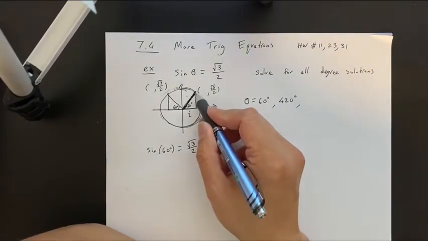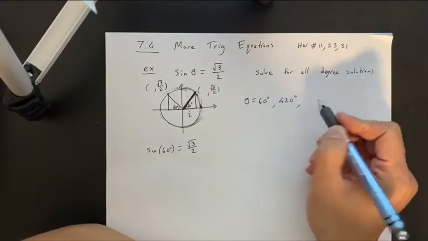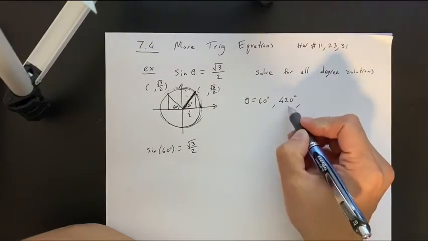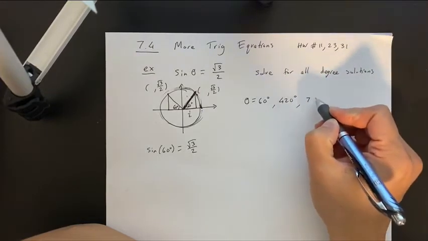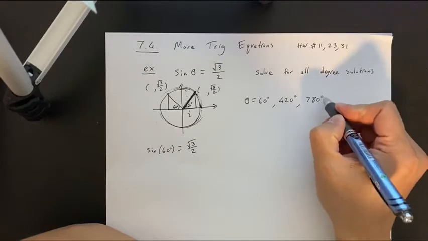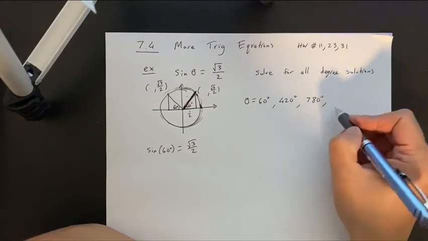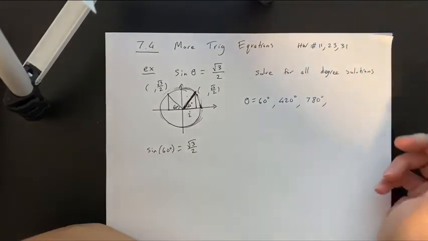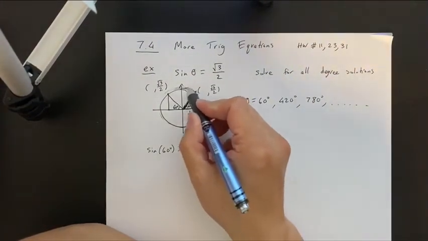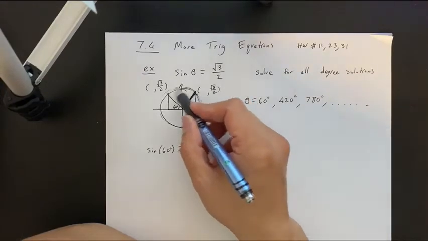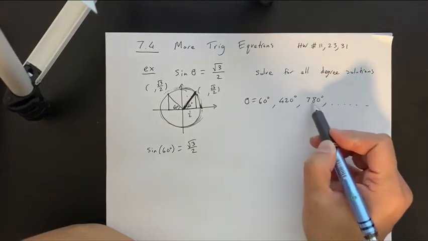I can add another 360 on top of that and get that same position. So 420 plus 360 is going to be 780, I believe. And why stop there? I can add another 360 to this to get another coterminal angle to this 60 degrees. And it keeps on going. So this one position would have infinitely many values that would give us this one position. The first few values would be 60, 420, 780.